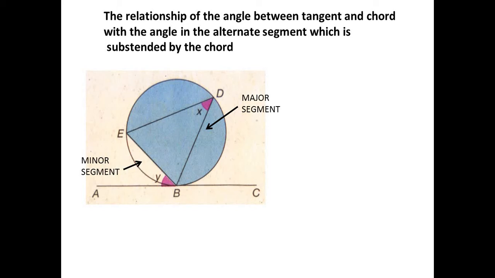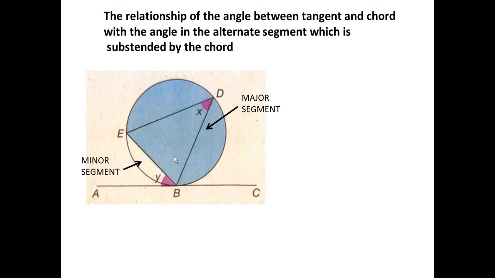Where is the angle? Okay, alternate segment. What does it mean? Okay, this is your X. This is the minor segment and EB is the chord. So X is the angle in the alternate segment which is subtended by chord EB.